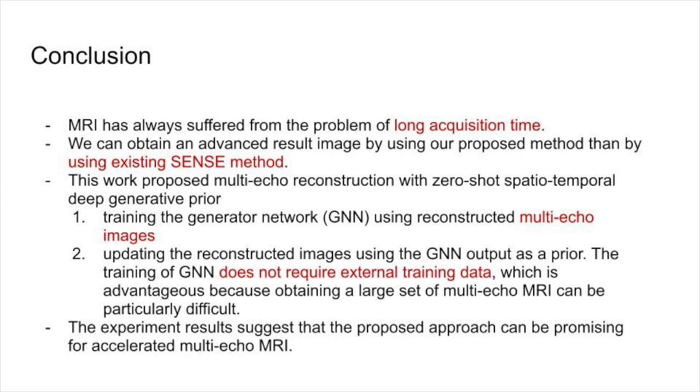MRI has always suffered from the problem of long acquisition time. We can obtain an advanced result image by using our proposed method than by using existing SENSE method. This work proposed multi-echo reconstruction with zero-shot spatio-temporal DeepGenerativePrior, which is an iterative process of 1. Training the generator network using reconstructed multi-echo images, and 2. Updating the reconstructed images using the GNN output as a prior.